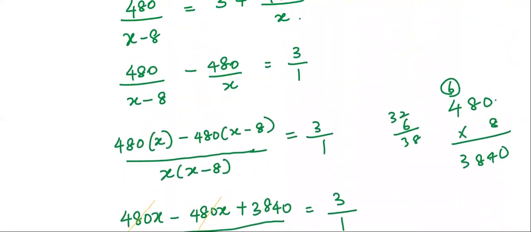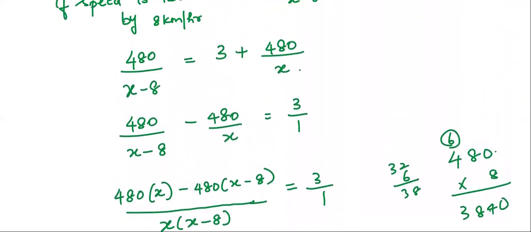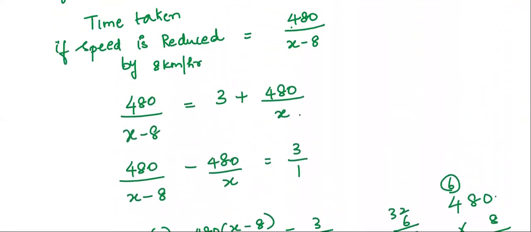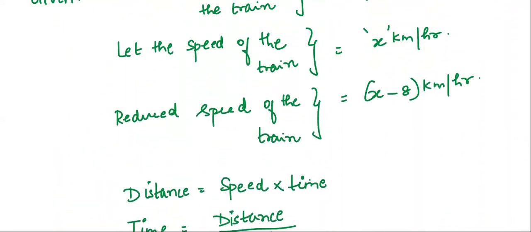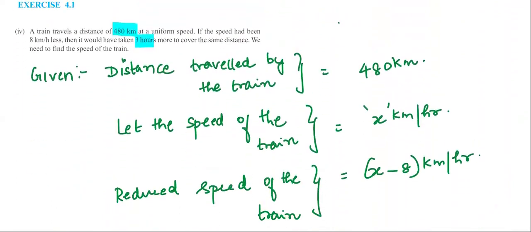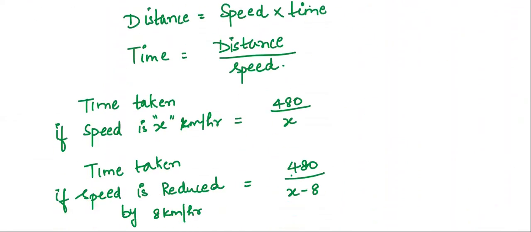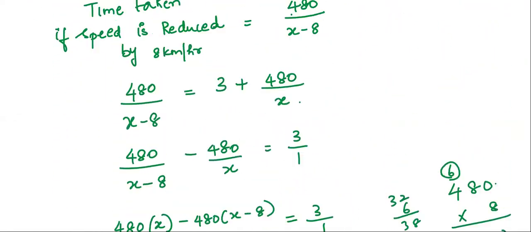I hope this is clear. I'm just going to quickly explain how we got the equation. The key here is what information I'm using to form the equation for this question. The key will be this 3 hours. The difference between the original time and the time when the speed is reduced is 3 hours. So use the time formula to form the equation for this question.